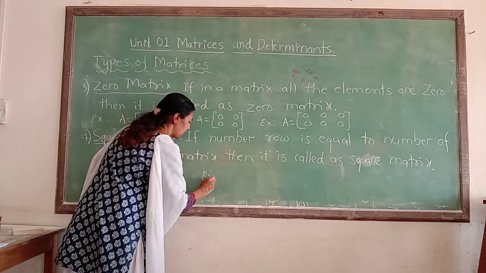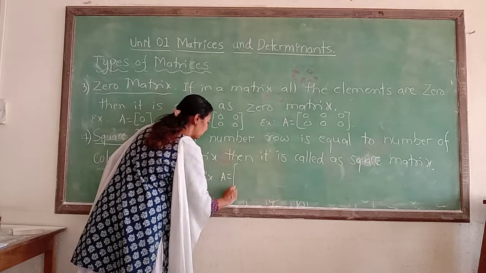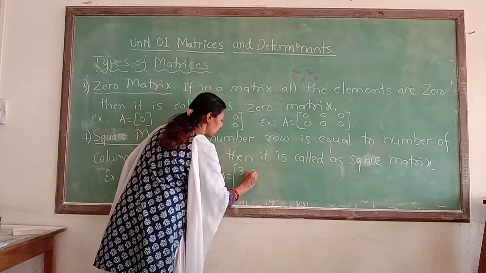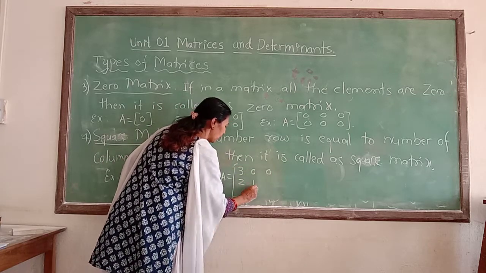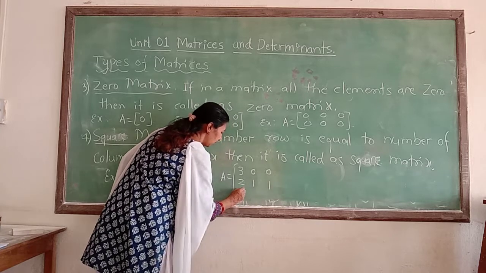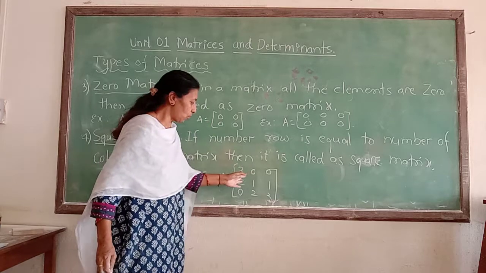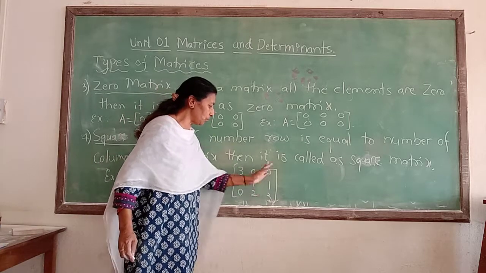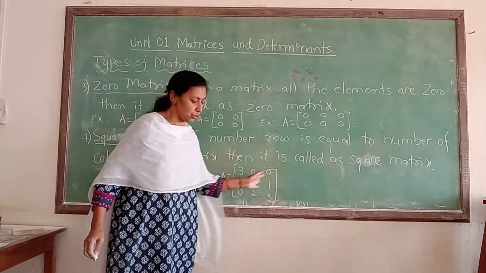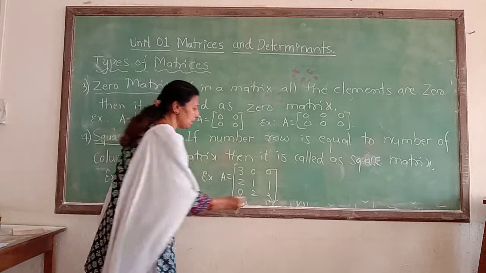Similarly, in the next example, A is equal to [3, 0, 0; 2, 1, 1; 0, 2, 3]. In this also, the number of rows is 3 and the number of columns is also 3. So the number of rows equals the number of columns. Therefore, it is a square matrix.